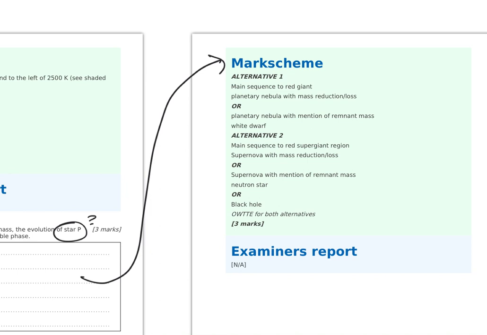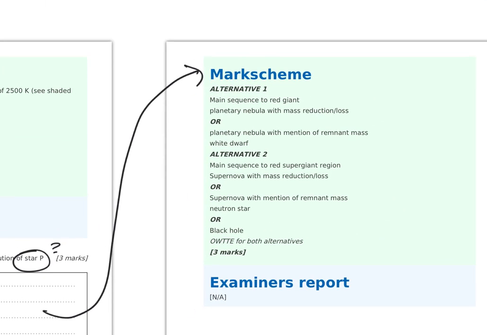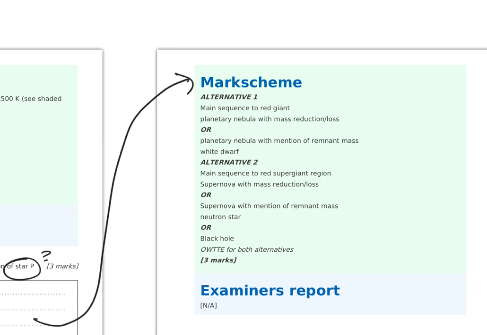Or you could go main sequence to red supergiant, and then you have a supernova, or a neutron star, or a black hole. I would say most stars are going to take the normal route. This is the most common route, even though the other option could happen. If there's more mass, it could become a supernova, or black hole, or neutron star.